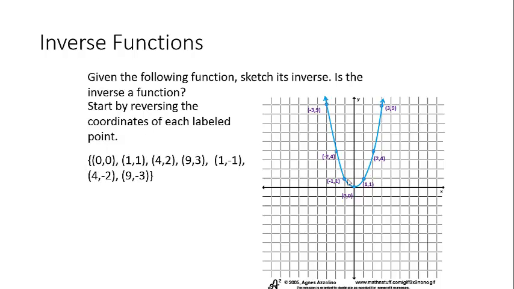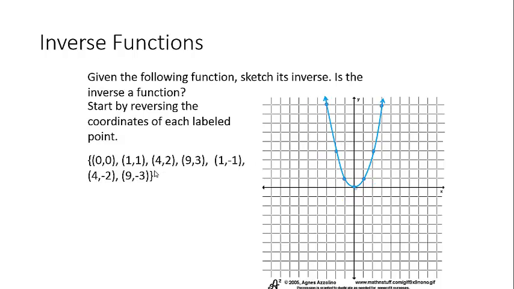Here I have all of these points labeled -3, 9, -2, 4, -1, 1, 0, 0, 1, 1, 2, 4, and 3, 9. I've switched the x and y coordinates. For example, I have 2, 4, and I've switched it to 4, 2. 1, 1, of course, when you switch, it remains the same, and so does 0, 0. And here I have -1, 1, so I've switched to 1, -1. 4, -2, I've switched to -2, 4. So these coordinates are the coordinates of the inverse of this function.